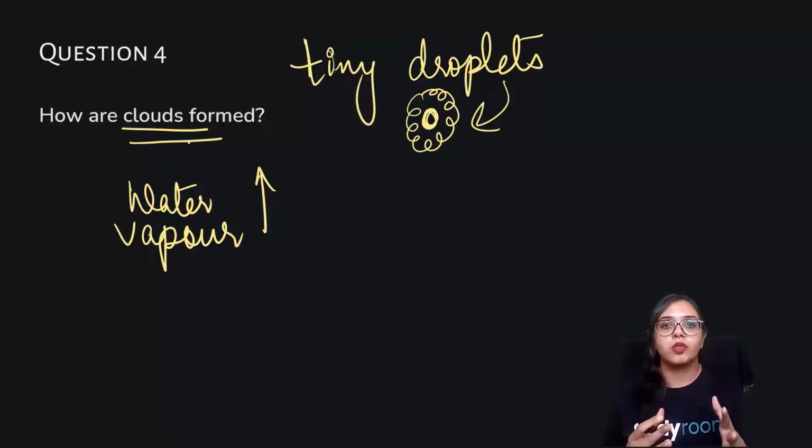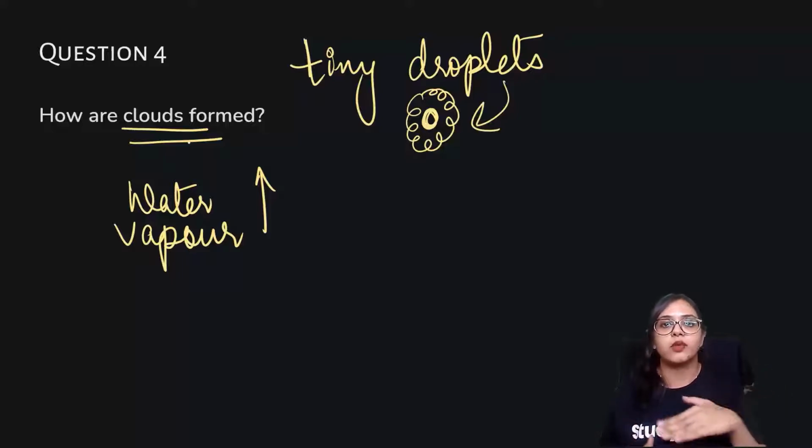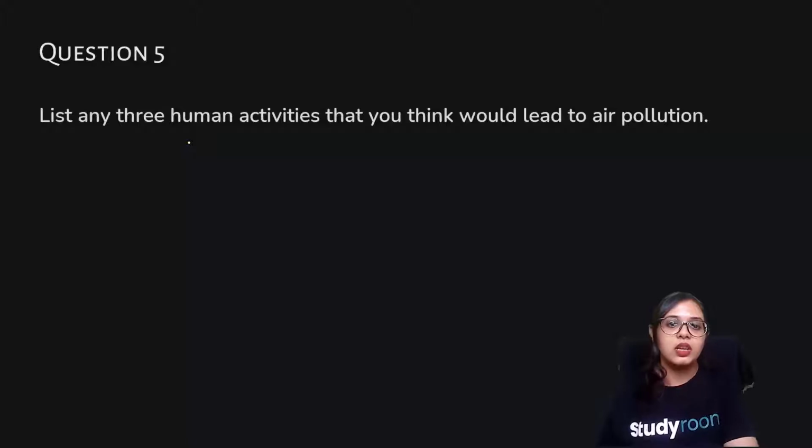When a lot of droplets accumulate together to form one large chunk of mass, that floating mass, since the wind is always moving, is known as clouds. And lastly, we have here, list any 3 human activities that you would think would lead to air pollution.